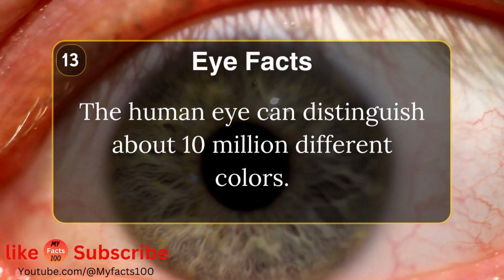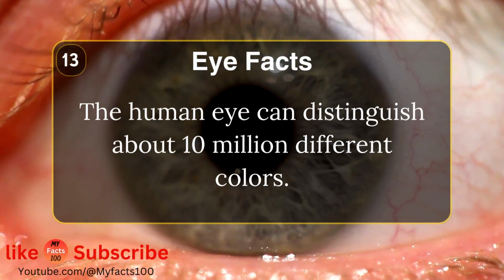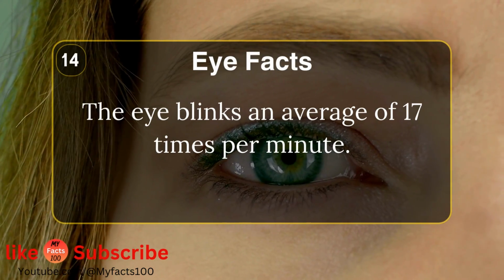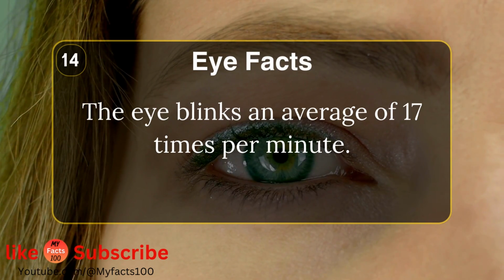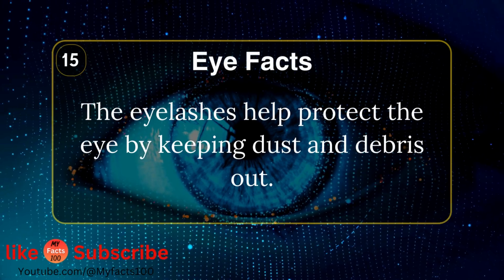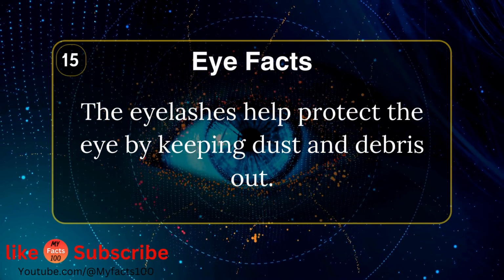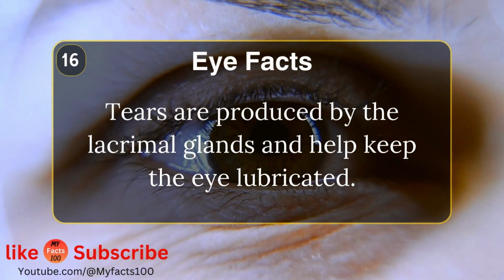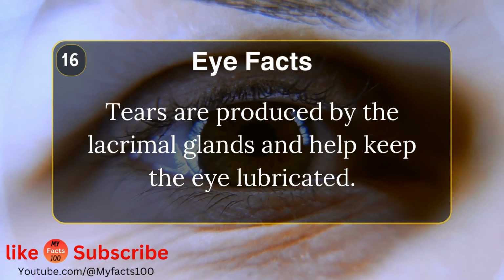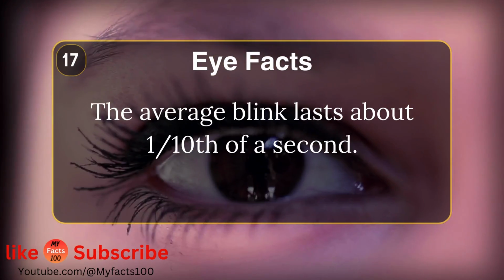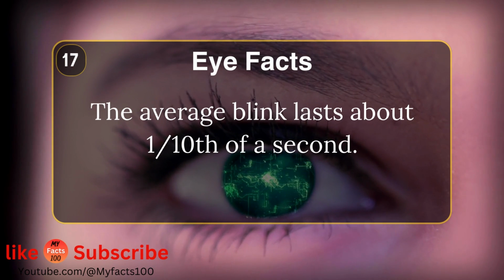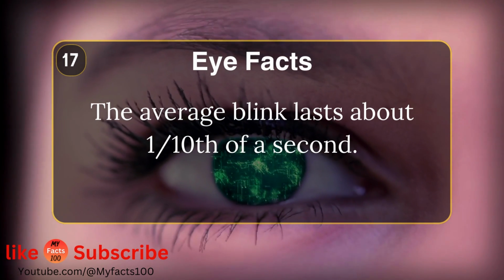The human eye can distinguish about 10 million different colors. The eye blinks an average of 17 times per minute. The eyelashes help protect the eye by keeping dust and debris out. Tears are produced by the lacrimal glands and help keep the eye lubricated. The average blink lasts about 1/10th of a second.